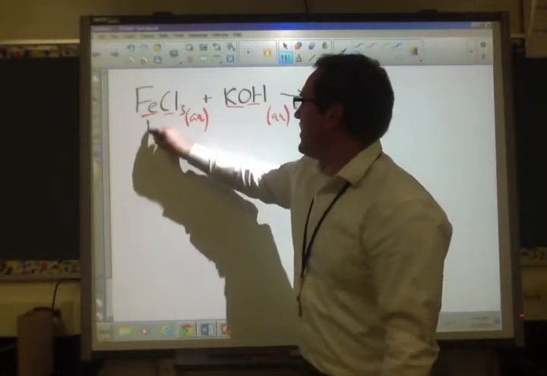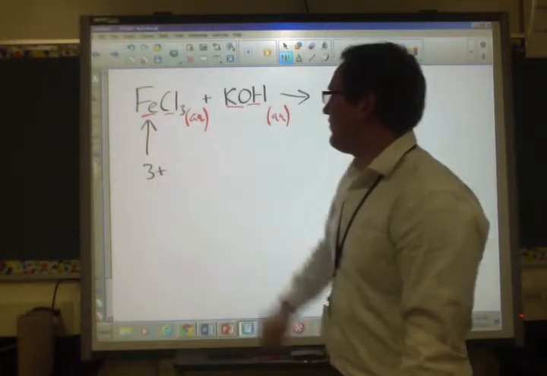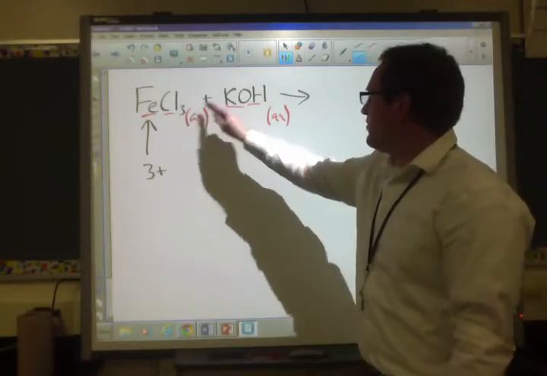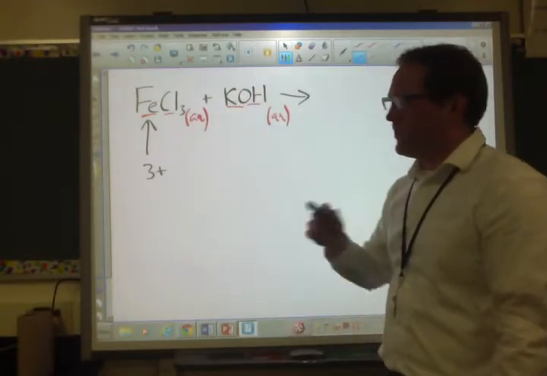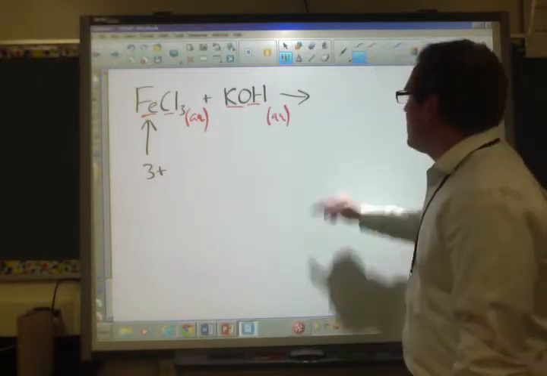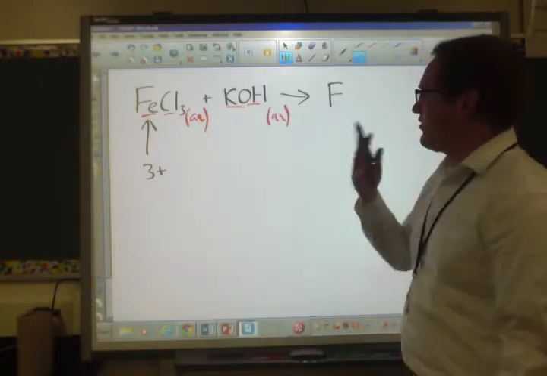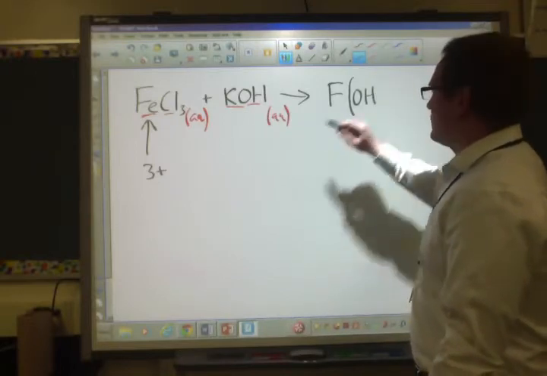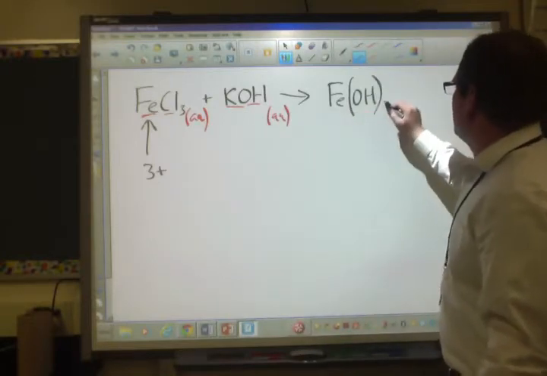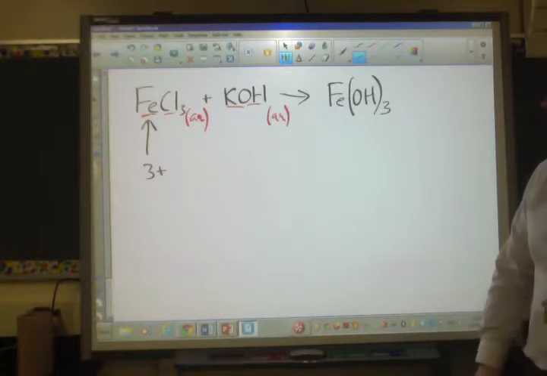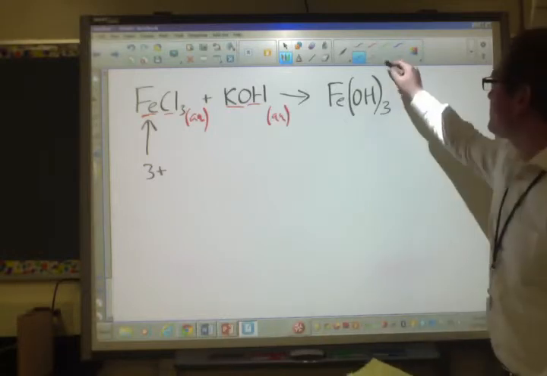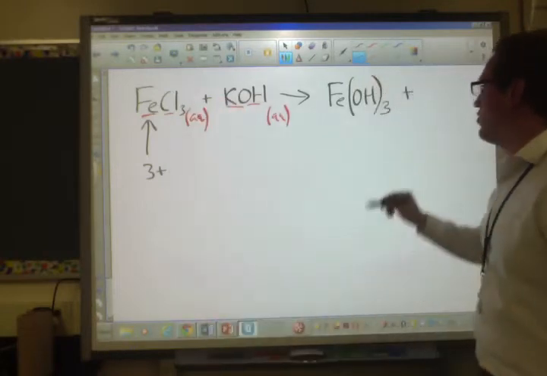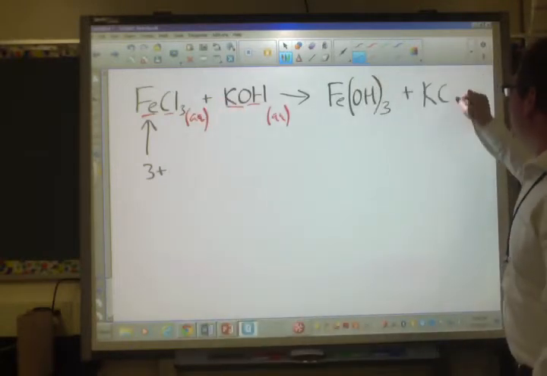So since this iron was a 3+ before, it has to remain a 3+ after. So you don't preserve these numbers, like the 1s and the 3s, but you do have to maintain this charge. So I'm going to need an iron with a 3+ to react with my hydroxide. So like that. So it's going to be iron 3 hydroxide plus potassium chloride, KCl.